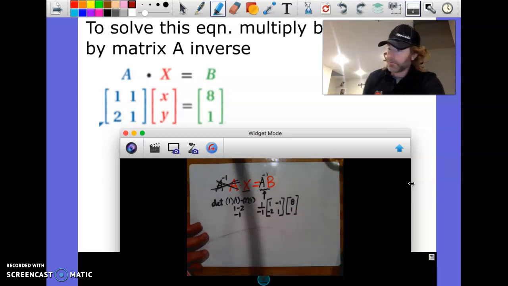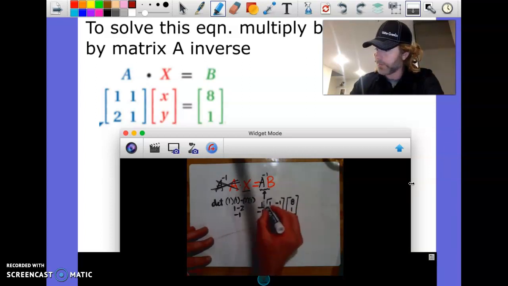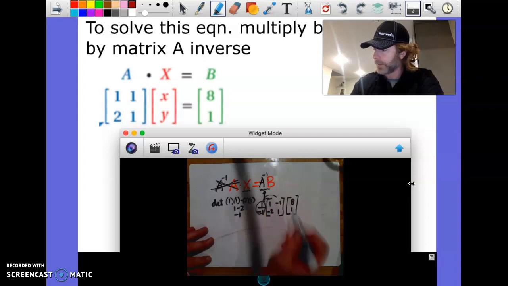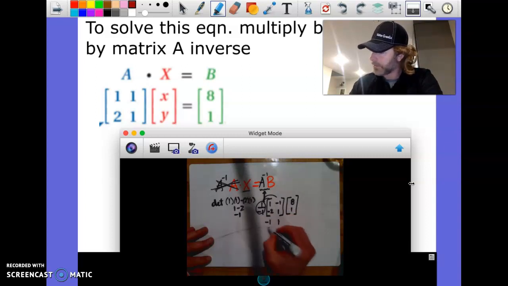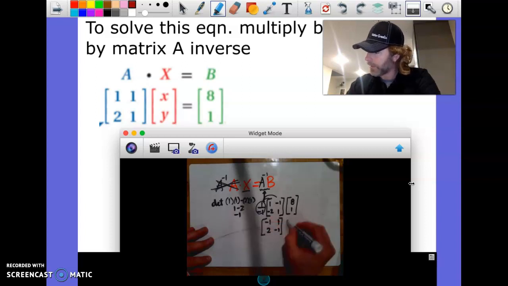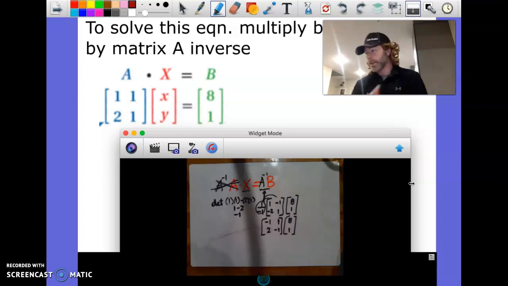Okay, so let's do one thing at a time. This simplified is minus 1. So I'm going to multiply each of these by minus 1. I'm not going to multiply the second matrix, just this one by minus 1. So this is negative 1, positive 1, 2, and negative 1. And then I'm going to take that and multiply it by matrix 8 and 1.